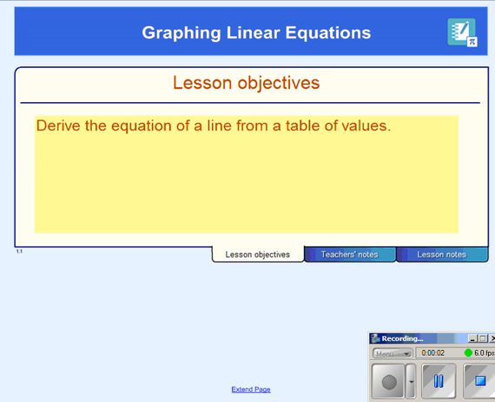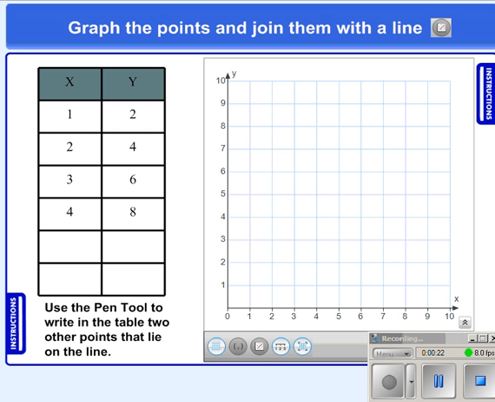All right, and welcome to Graphing Linear Equations Part 3. For this part of the lesson, we're going to be looking at deriving the equation of a line from a table of values. So we are going to be looking at a table of values, or looking at a line, and figure out what the equation is that matches the line. So the reverse of what we were doing earlier. All right, so let's take a look at this.